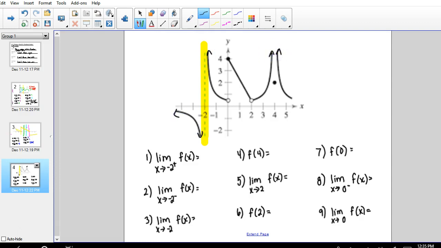Okay, so what does it look like we have right there at -2? A vertical asymptote. So if something looks like a vertical asymptote, assume it is. If you see something going up like that, assume that it is a vertical asymptote.